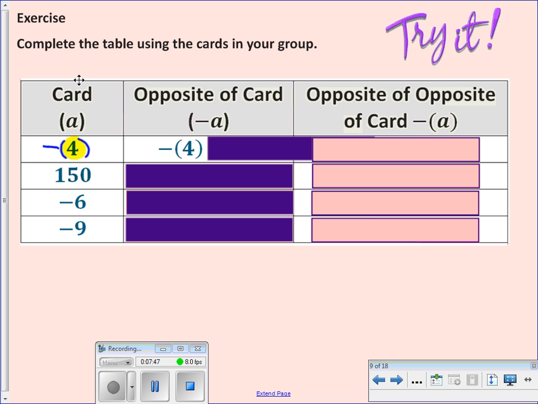Does everybody see why it's written like that? So what is the opposite of 4? Negative 4. So let's look at this. This is the opposite of 4. You want to change your words to symbols. Opposite of 4 is negative 4.